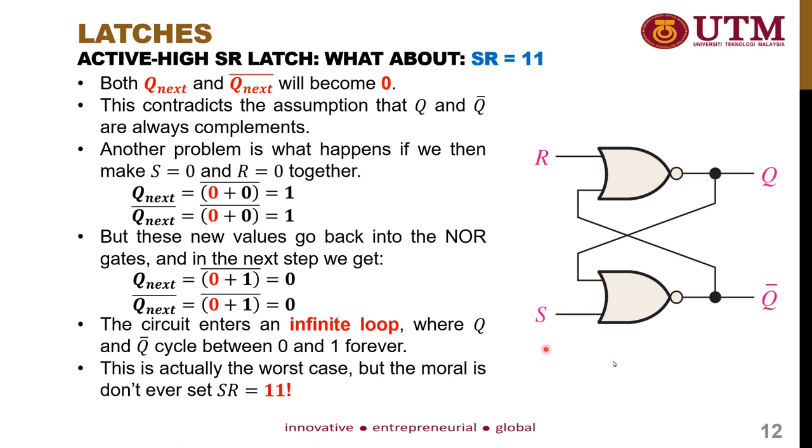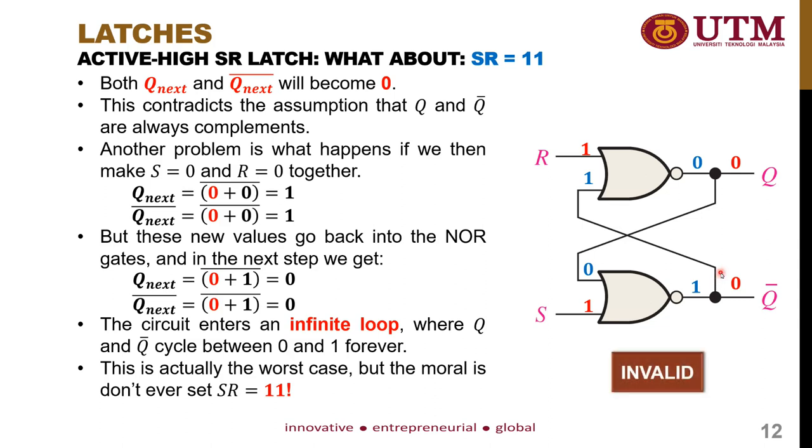So I will show you what will happen to the SR latch when we set S equal to 1 and R equal to 1. Let's say the current value of Q is 0 and the current value of Q bar is 1. As usual, 1 plus 1 will become 1, and the complement of 1 will become 0. Then 0 plus 1 will become 1, and the complement of 1 will become 0. So it fulfills the condition of this statement, that both Q next and Q next bar will become 0 if we set S equal to 1 and R equal to 1, because we are getting the output of Q next equals 0 and Q next bar equals 0, which is unstable.